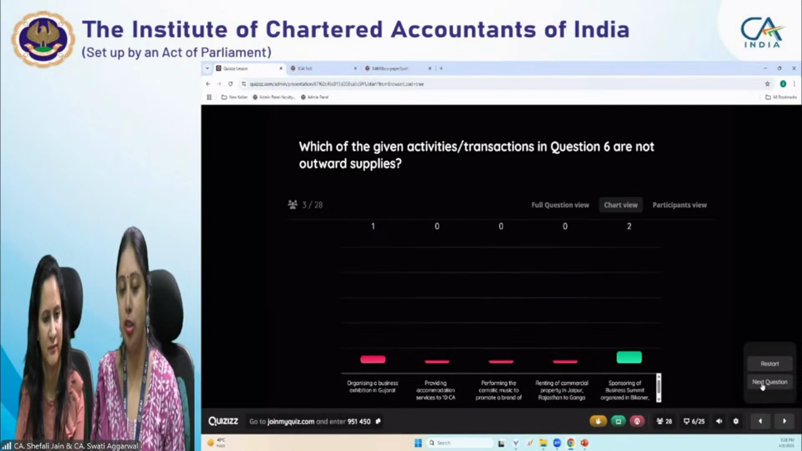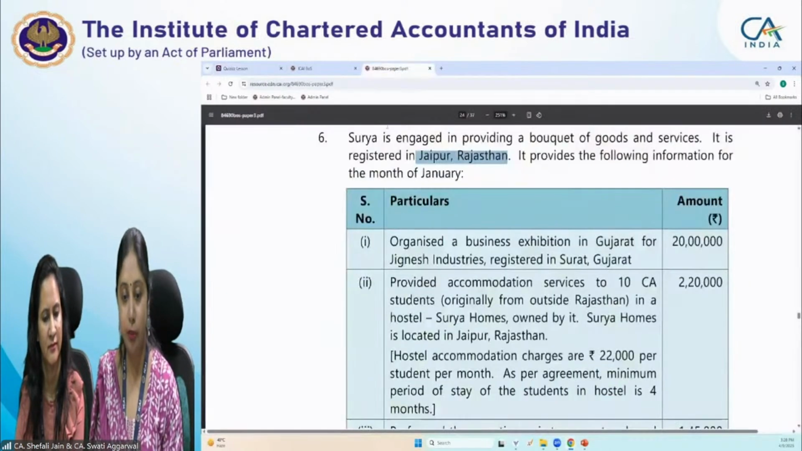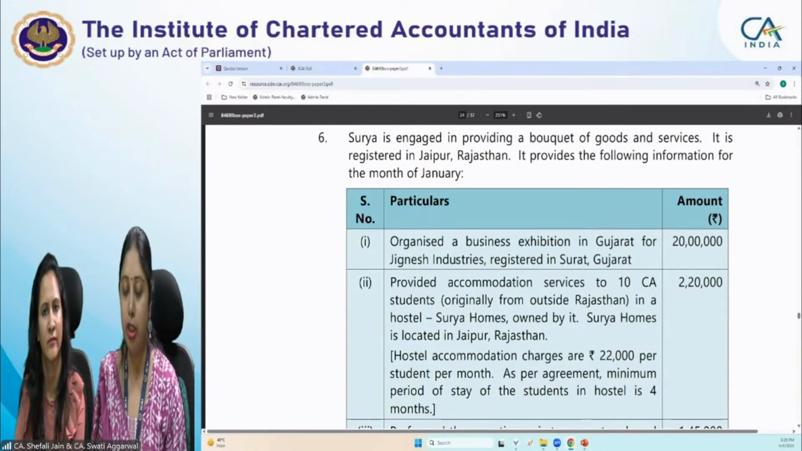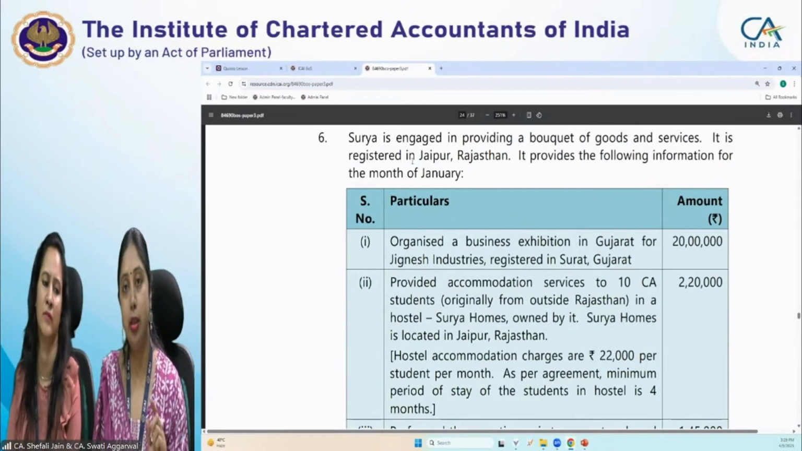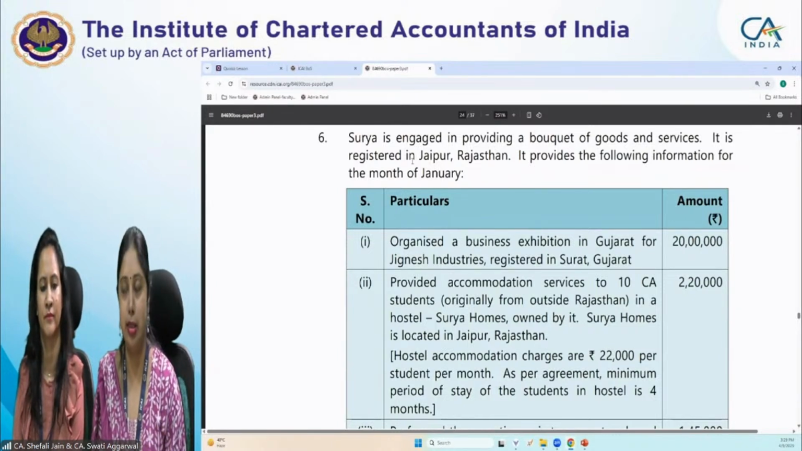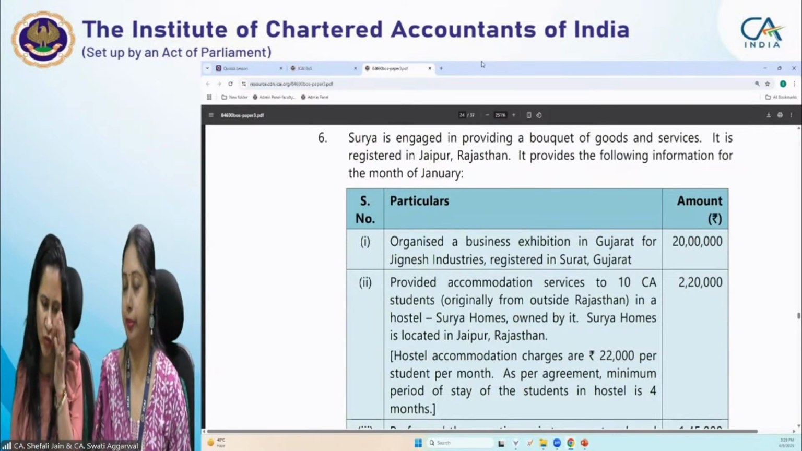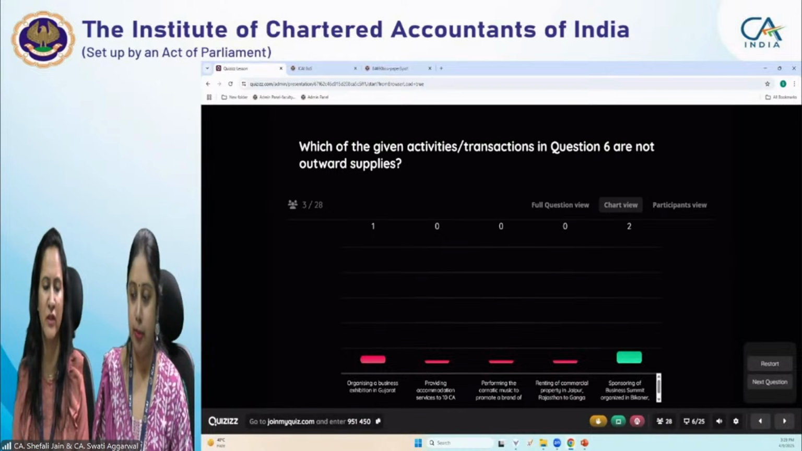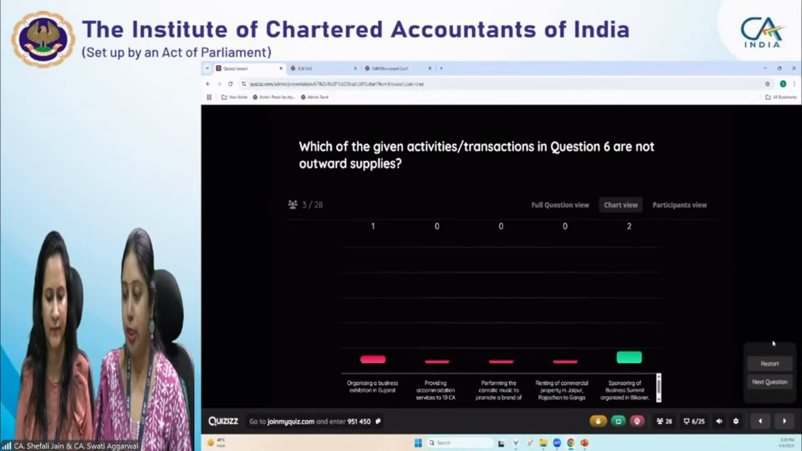So the next question, which is on your screen, relates to this first point. Organized a business exhibition. Surya organized a business exhibition in Gujarat for Jignesh Industries, which is registered in Surat, Gujarat, and Surya is registered in Jaipur, Rajasthan. So you have to remember that Surya is registered in Jaipur, Rajasthan. In this manner, we will solve each and every entry of this question separately, independently. Then you won't have any issue in solving the question in total. So let us start with the next question.